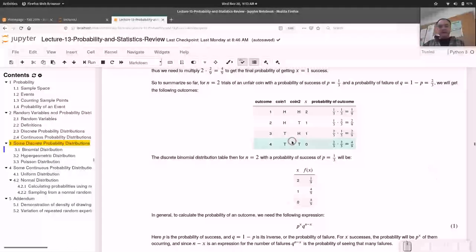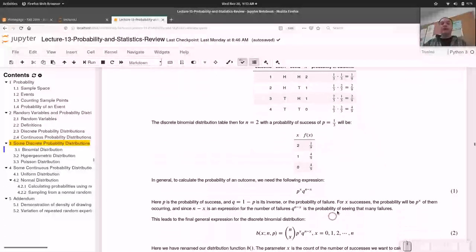So here, this is going to be Q times Q for a two-trial experiment. And for these, you have one success and one failure, so it's going to be one-third times two-thirds, or P times Q is your probability for these, so two-ninths, all right? But the general expression is that if there's X successes, there have to be N minus X failures. So to figure out the probability of one of these rows of your discrete distribution, it's P to the power of X times Q to the N minus X, all right?